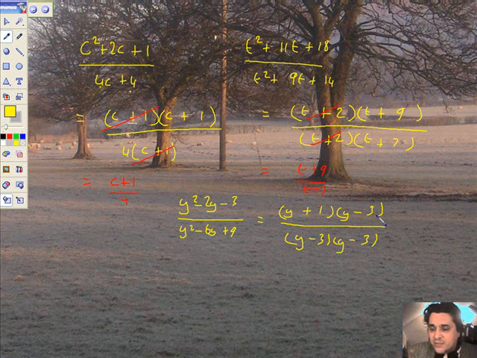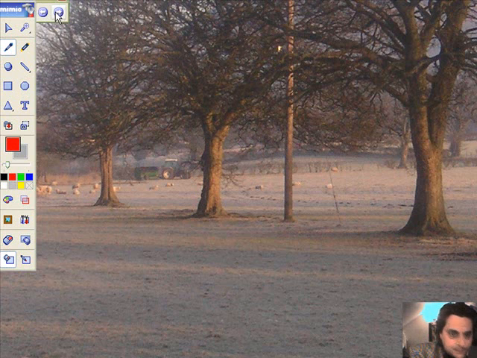Minus 3 times minus 3 is, of course, plus 9. Now look, switch into red. This bracket term and that bracket term go bye-byes, and I'm left with y plus 1 all over y minus 3. And that is very, very handsome mathematics.